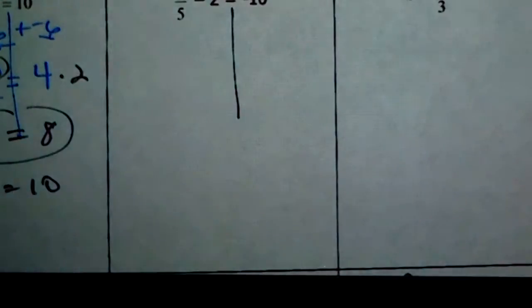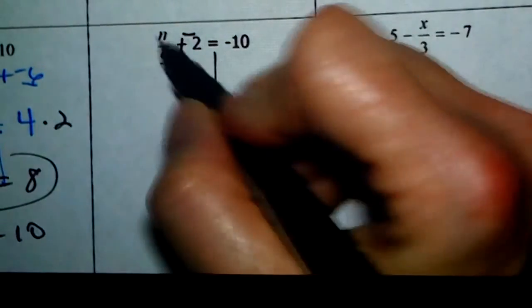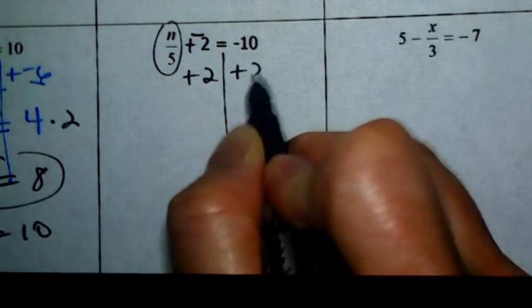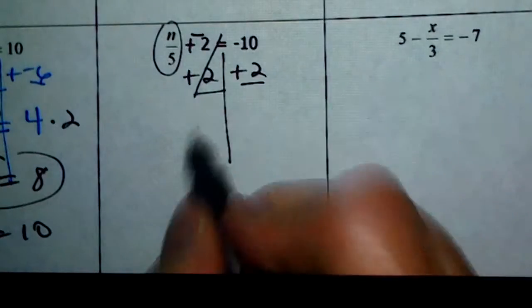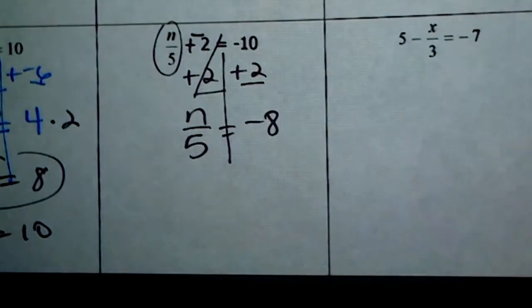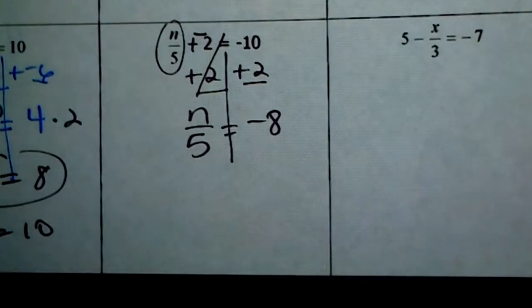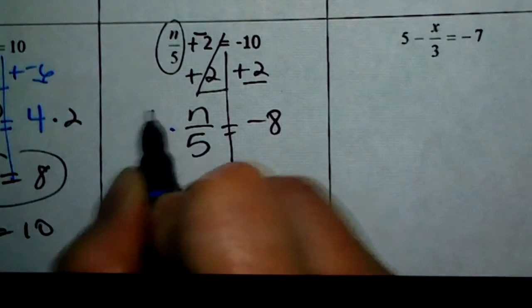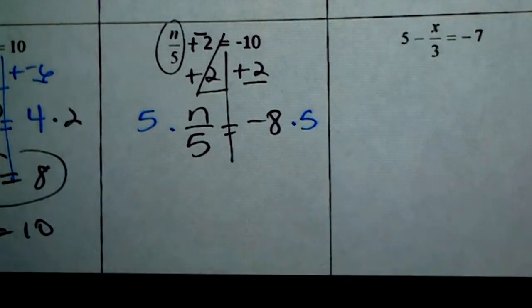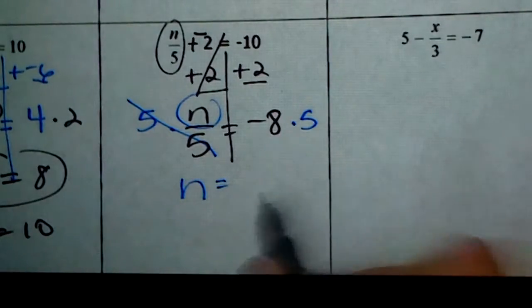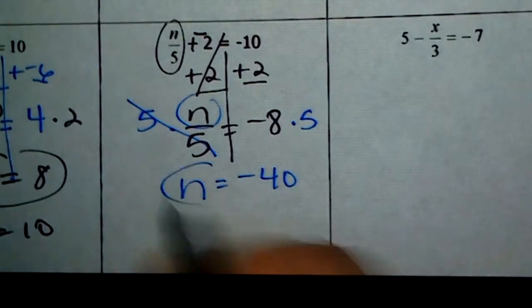Alright, next, draw your line. This is a subtraction one, so I need to go ahead and keep change. I'm going to add the opposite here. I need n over 5 by itself first. So I'm going to add 2 to each side to cancel out a negative 2. N over 5 is left. Negative 10 plus 2 is negative 8. Now I need dividing by 5. I need that 5 to go away. And when you divide by 5, to undo that, you just need to multiply by 5. Those cancel out. N is left, and negative 8 times 5 is negative 40.